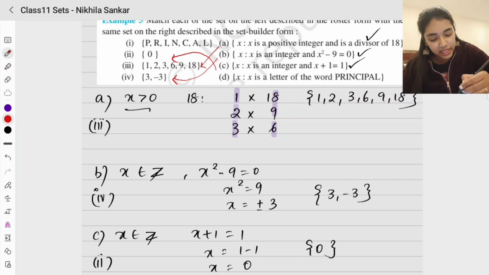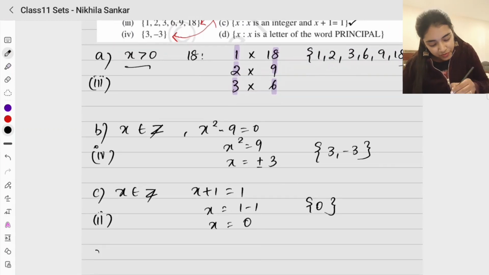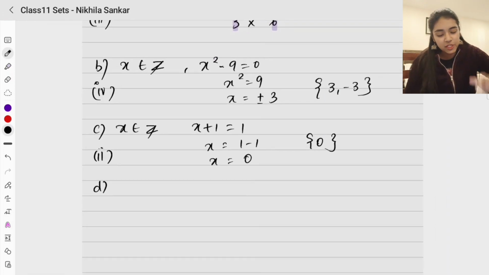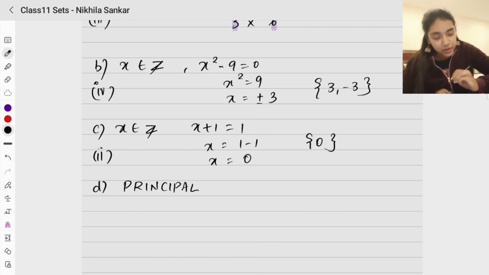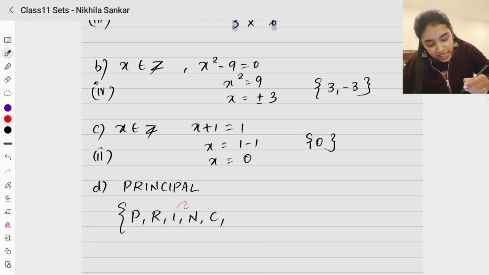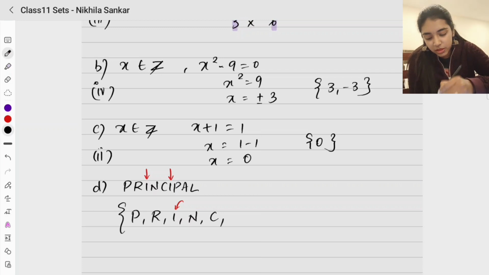So then obviously what is for D? First subsection. So D is going to be over here. But let me solve that for you. What is given for D? X is a letter of the word principal. Now what letters are there in principal? PRINCIPAL. Principal. What is the set of all elements here? My set is going to have P, R, I, N, C. I is there. But I see that my I is already included here. I have 2 I's. Correct? You should not have repetitions in your set. This is also very, very important. In a set there is no repetition. Elements should not be repeated.